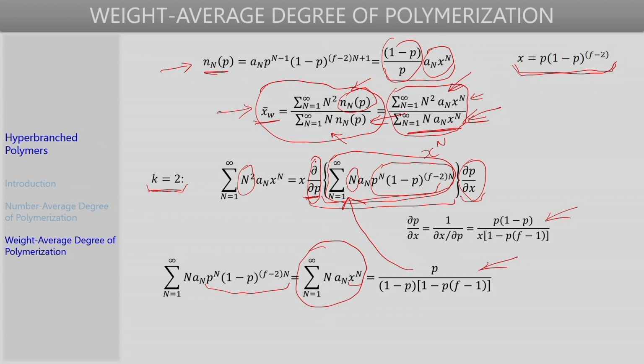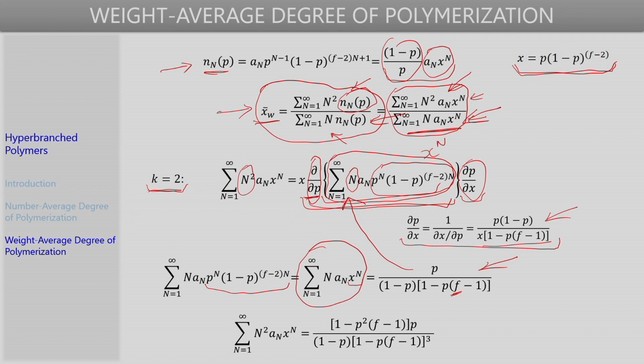This is a function of p and f, but since it is a partial derivative, f can be taken as constant, and then one can differentiate and obtain an entire expression for this term, and this del p del x is already known to be this. So, after doing these operations and combining all the terms, finally the expression for this summation can be shown to be simply this.